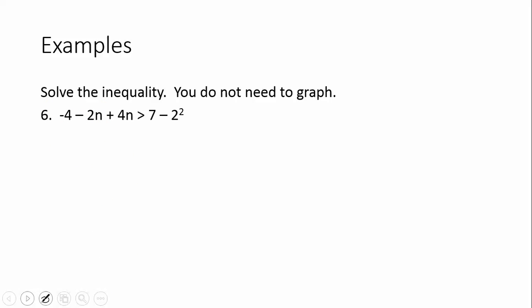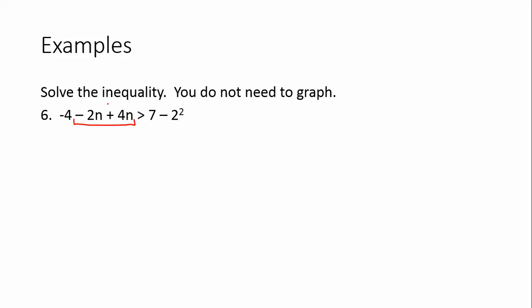Here's one where we have some terms we need to combine. These are like terms on the same side of the inequality. Don't get confused here. Sometimes what people want to try to do is add 2n to the other side. We don't want to do that here. These are like terms that are on the same side, so they just need to be combined.